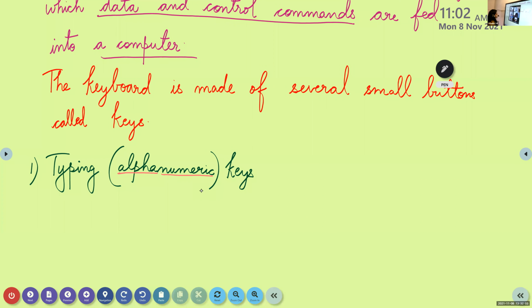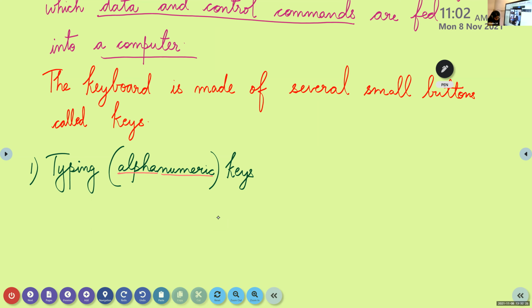So there are alphanumeric keys and they are called typing keys. What are they called? Typing keys. Yes, typing keys. And they also include the ones for the punctuation. To put the full stop, we have symbols. To put comma, we have symbols. Okay.